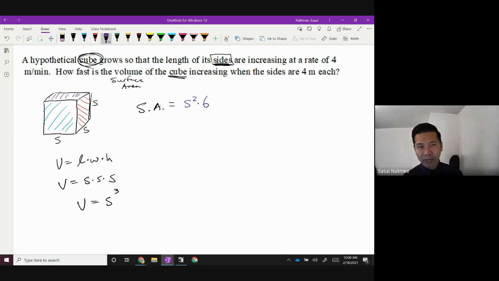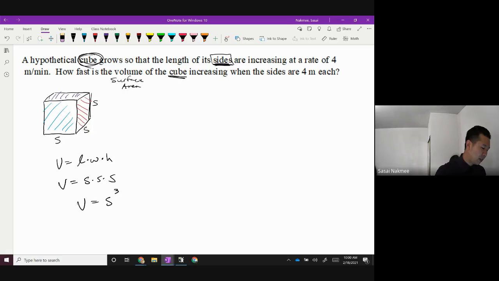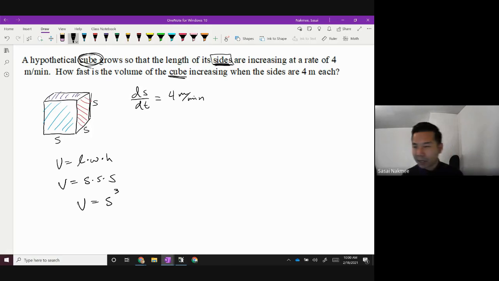Sometimes they do have you calculate how much the surface area is changing. In this particular case, though, they're asking how much the volume is changing, right? So writing that down. The sides are increasing at a rate of 4 meters per minute. So I'm going to write that down. ds dt, the rate at which the sides are changing, is equal to 4 meters per minute. How fast is the volume of the cube increasing? That's what is being asked of this problem.